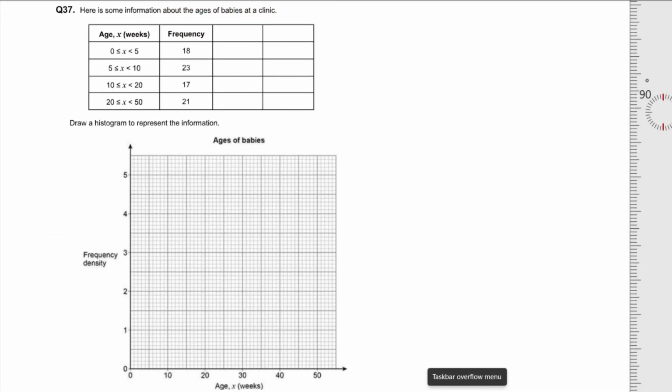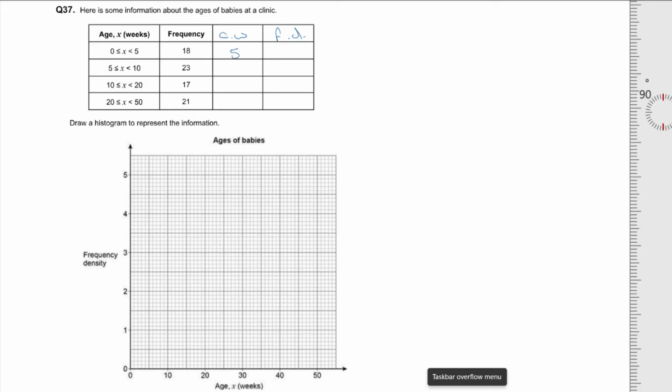Question 37 actually wants us to draw a histogram. It's got two extra columns added to the data table for us to do some calculating. The best things to use these for are the class width and the frequency density. I'm going to do class width first. The class width is just how wide each of the groups are. From 0 to 5, 5 take away 0 is 5. That's a class width of 5.